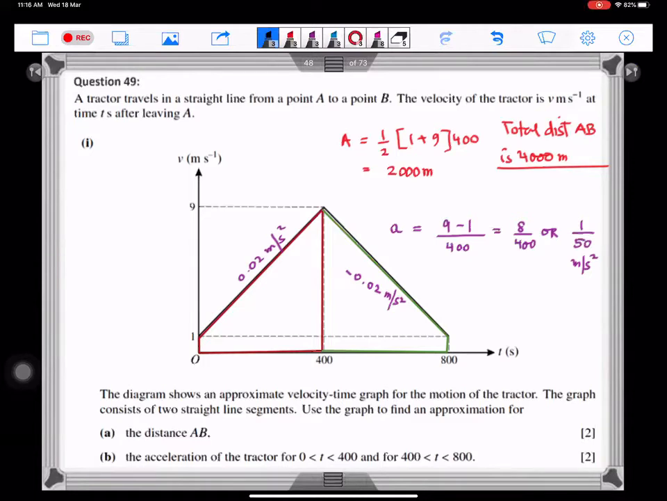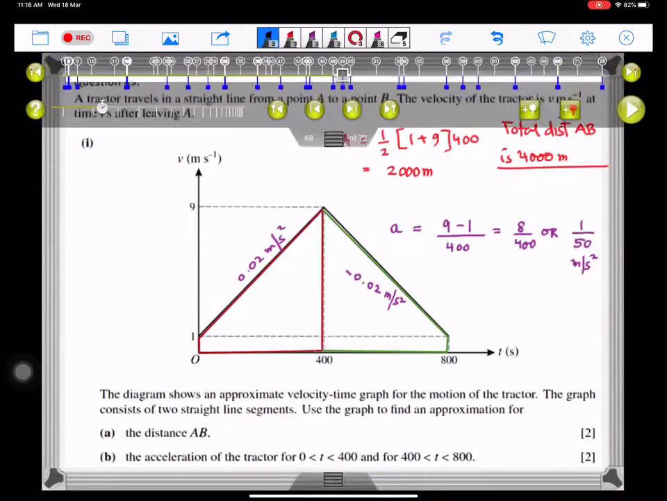As far as acceleration is concerned, for the first portion, it is 0.02 meter per second square. For the second portion, it is negative 0.02. Done? Okay, let's move on.